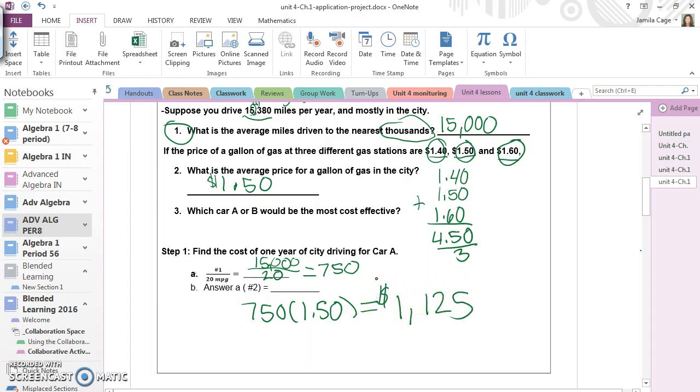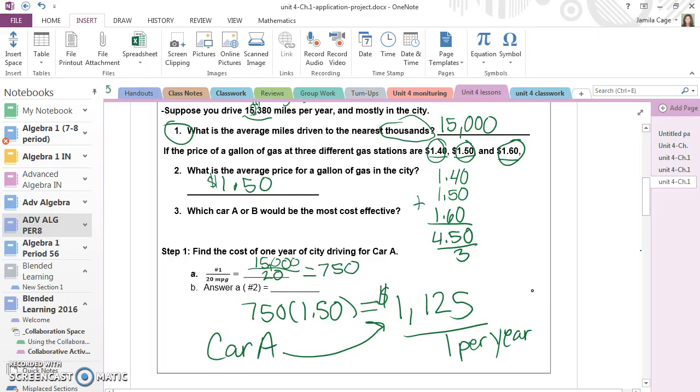So this is money. So this is saying that you will spend $1,125 in 1 year on gas driving in the city with car A. And that is something that you can write down. So I'll write that here. Car A, you're going to spend this much money per year. So per year on this car. Let's find out how much we would spend on car B.